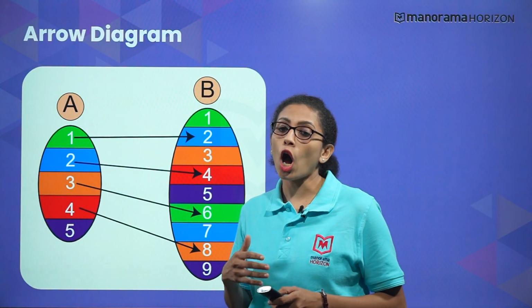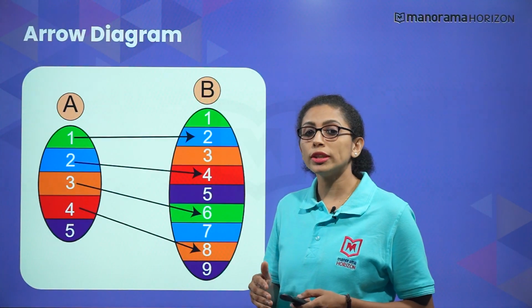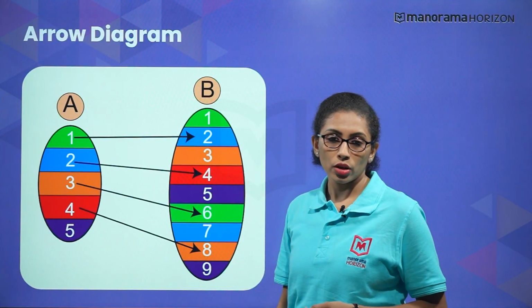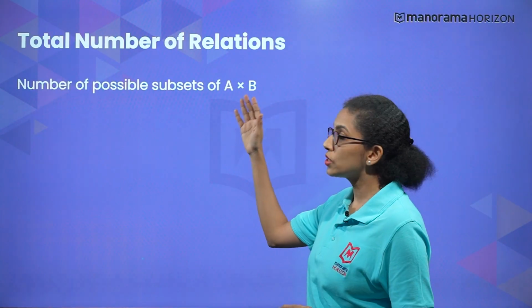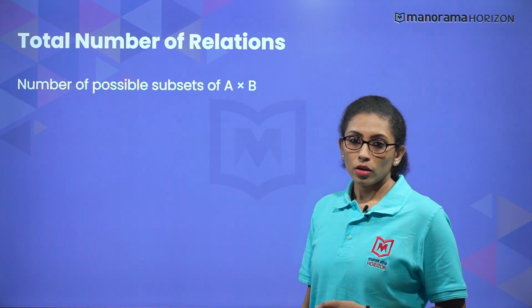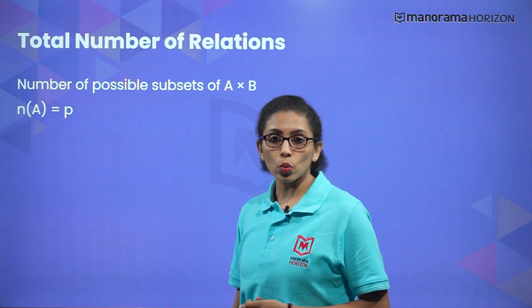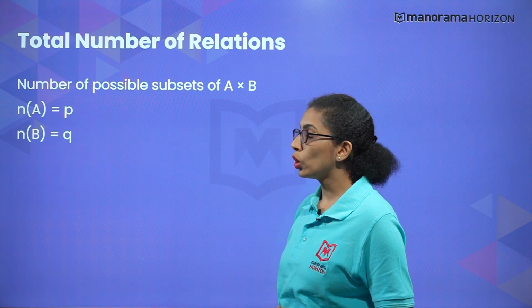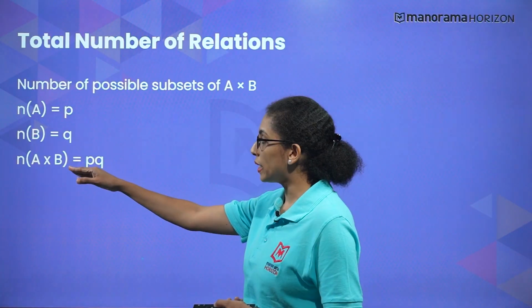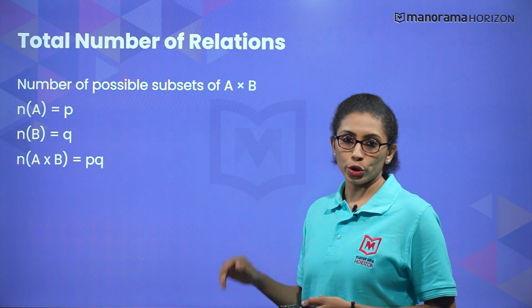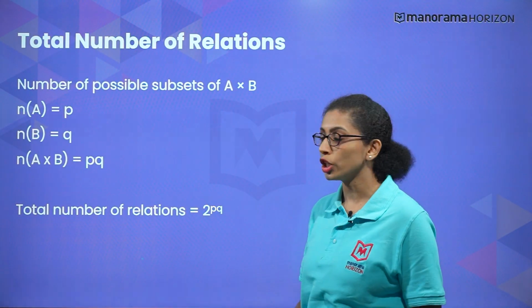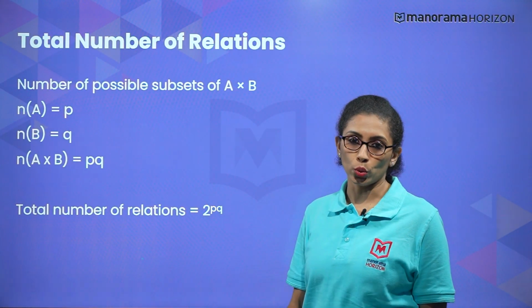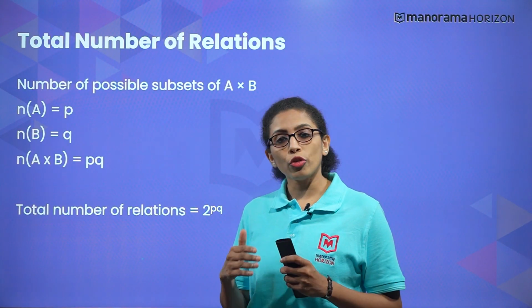Next, we will see how many relations can be defined for the given two sets. Alright? The total number of relations is nothing but the number of possible subsets of A cross B. That is, if n(A) is equal to p, n(B) is equal to q, n(A cross B) is given by p into q, then the total number of relations is given by the equation 2 raised to pq. Let's see one example for better understanding.